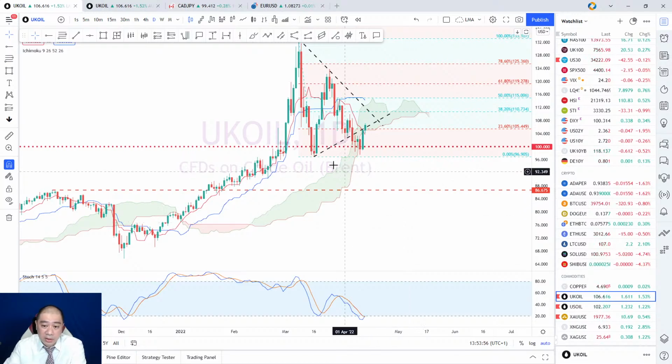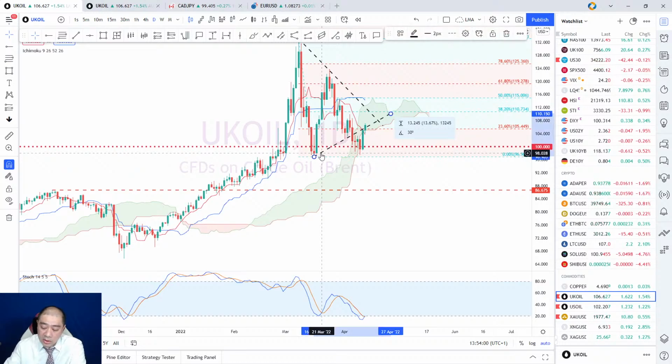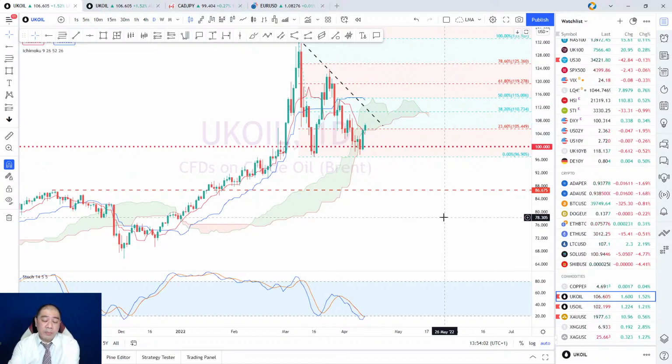Even if it does break that support trend line here, it does move back in again, so I can clear this off. But I want to be looking at $100 in terms of support for UK oil or XBR. This is a strong support price on the daily. It is actually back within the Ichimoku cloud.